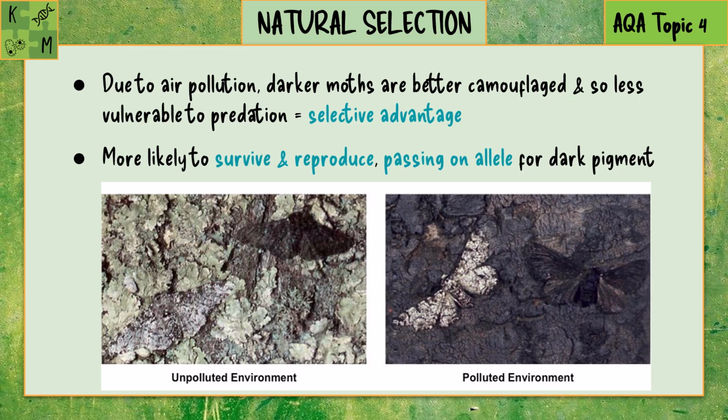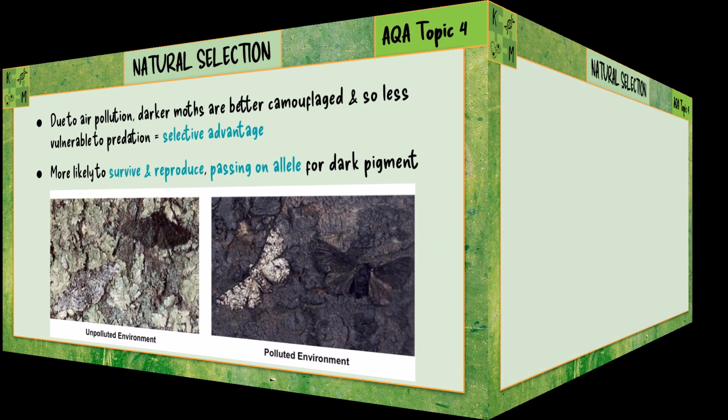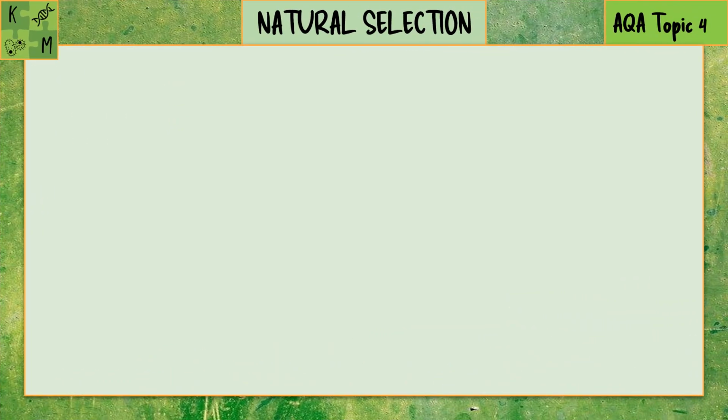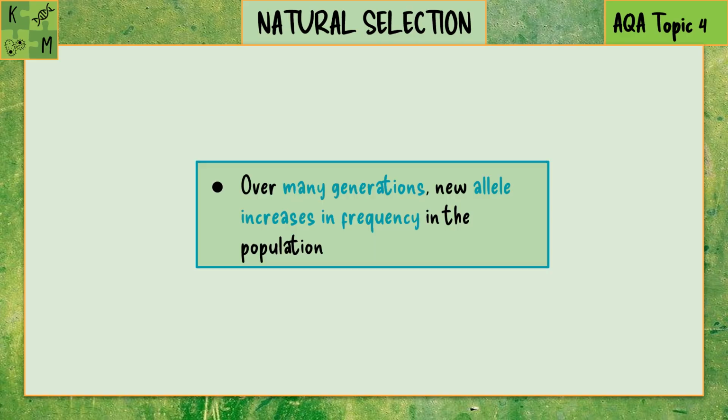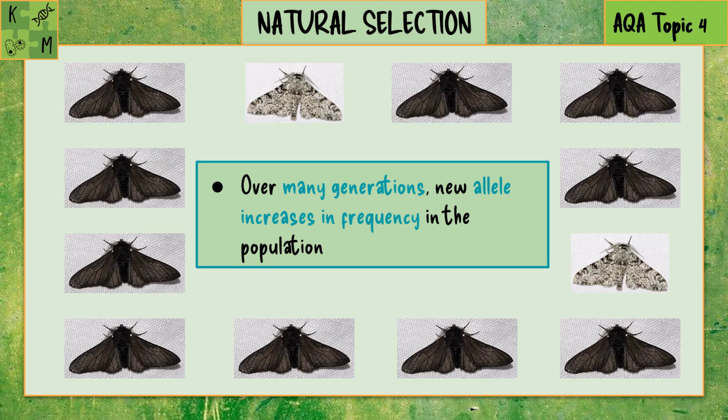The environmental conditions then apply selective pressure, which puts some individuals at a greater chance of reproductive success than others. The advantageous allele is therefore passed on to the next generation, and over many generations, the frequency of this new allele increases within the population. The effect of this on the peppered moth population was that the dark pigmentation became more frequent within the population.